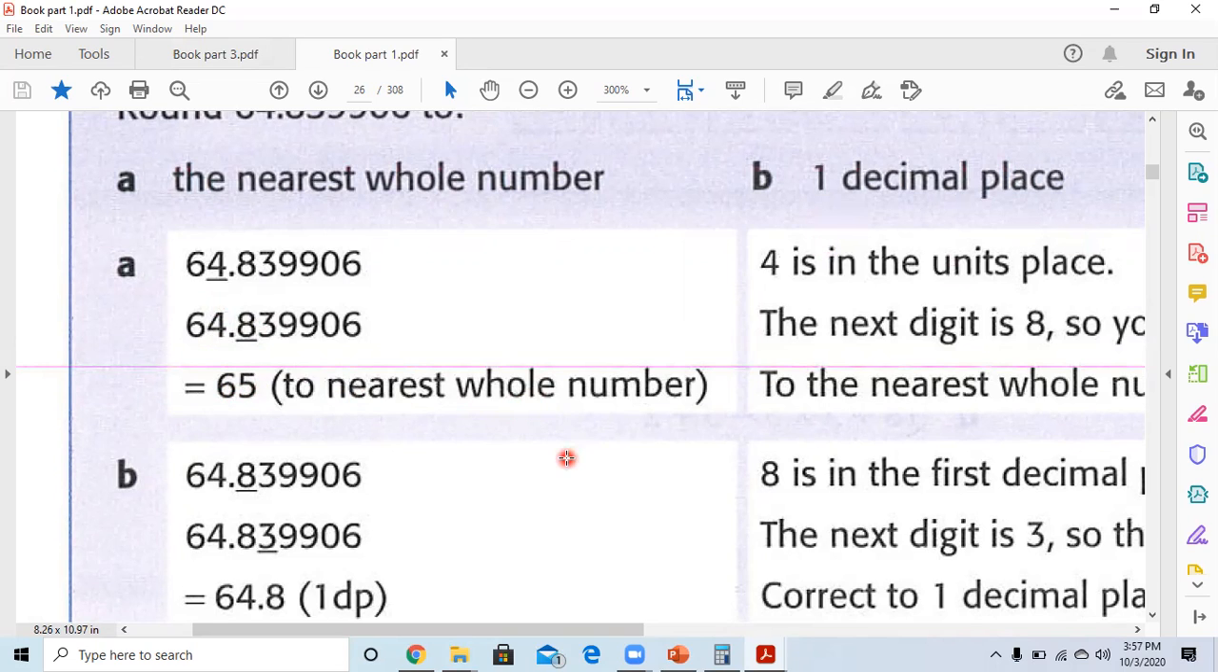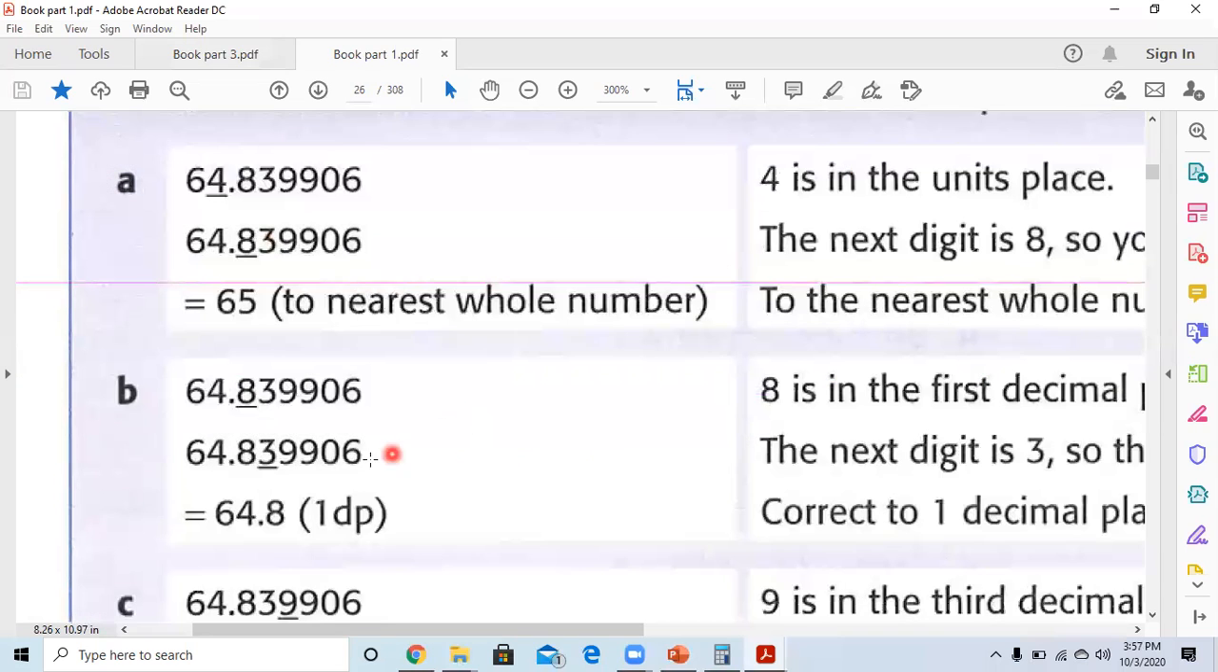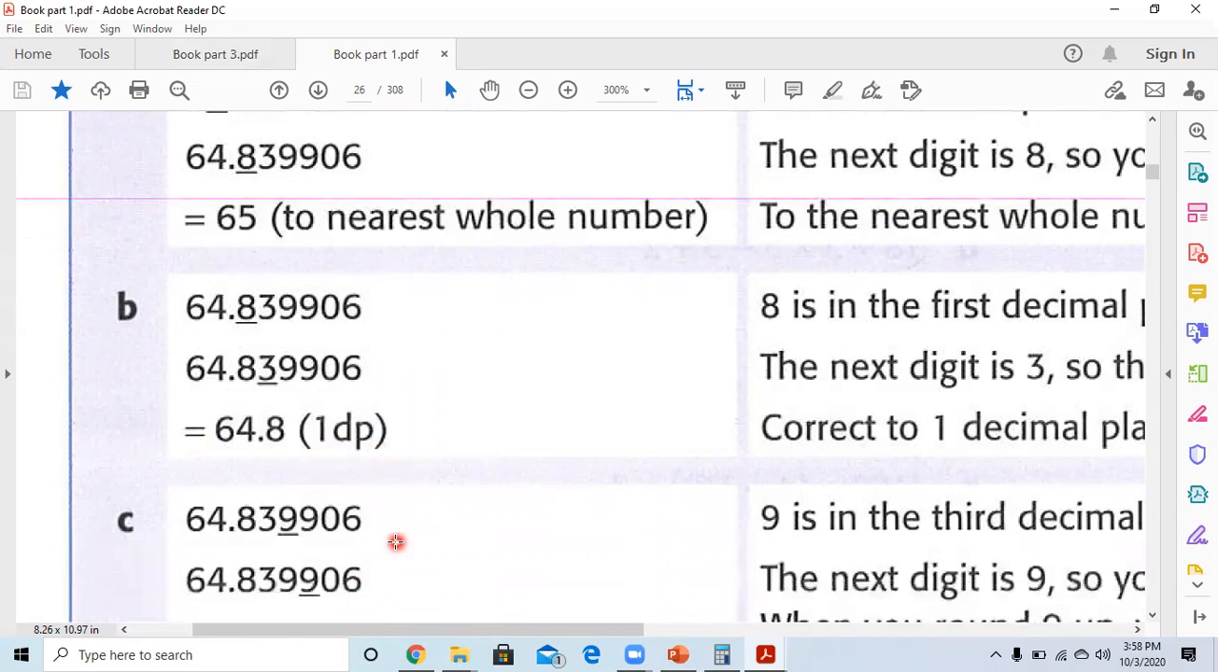One decimal place means after the point there must be one number left, so you check the number before that. Now look here, here is 3, so it's less than 5. It's 4 or less, so it means we never add anything, and we write 64.8. And 1 dp means one decimal place. Once anyone asks you in a question for one decimal place, you must mention it's 1 dp, after the point there is one digit.